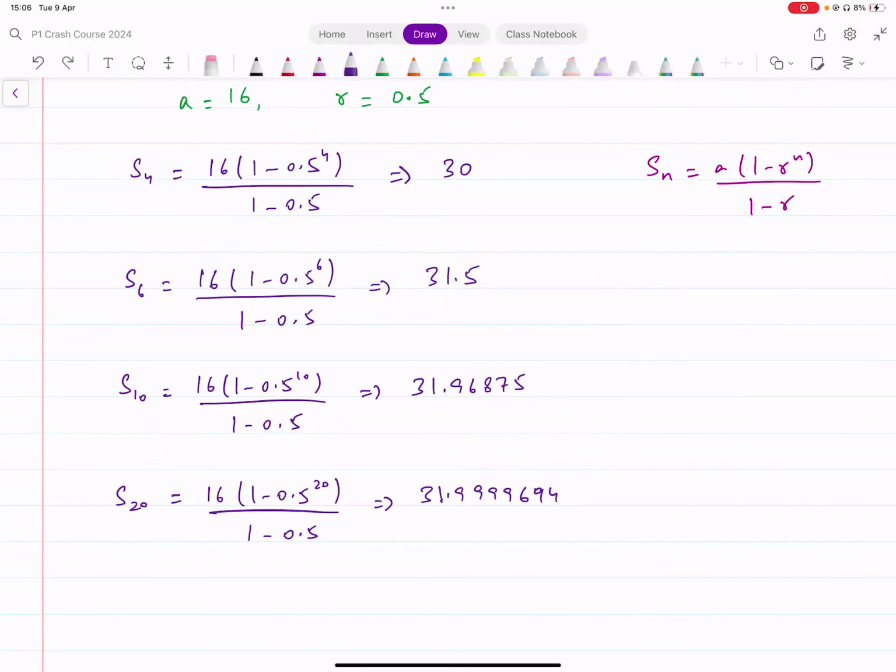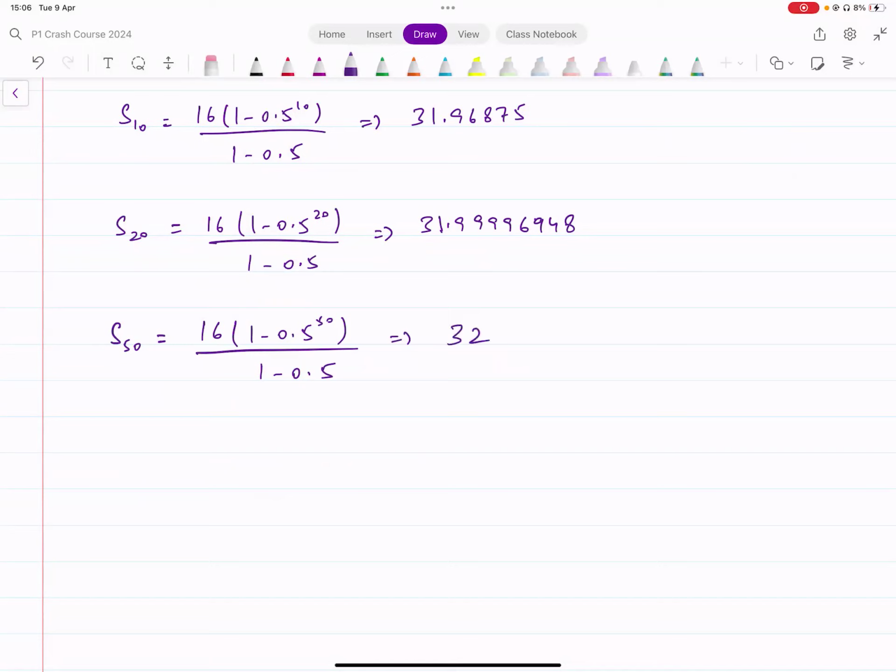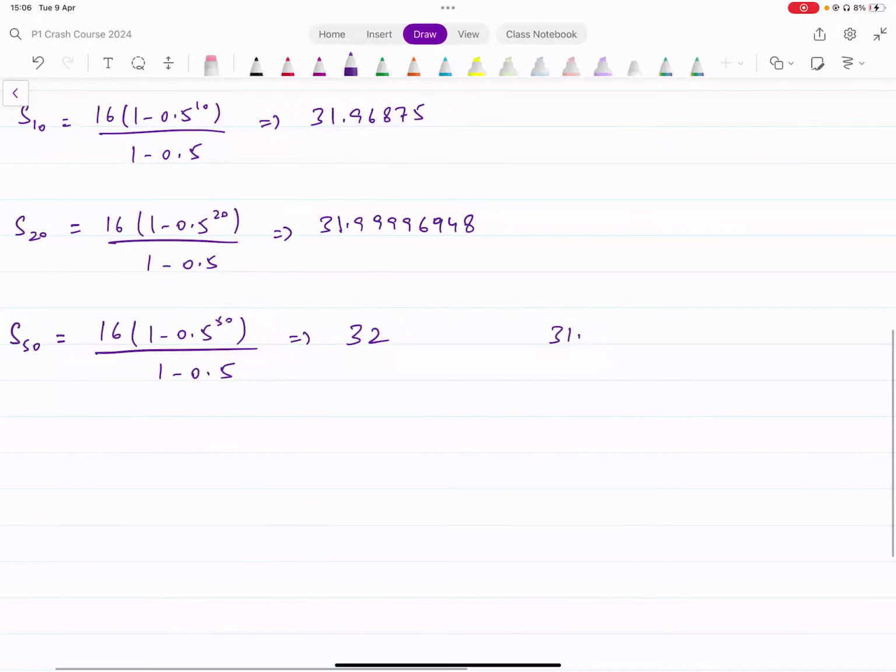It's not changing much. Let's try, for instance, the sum of the first 30 terms now. Let's see what the calculator gives now, or in fact 50. 16 into 1 minus 0.5 raised to the power 50 divided by 1 minus 0.5. When you do this, your calculator gives you 32. Now, it's not going to be exactly 32. It's going to be something like this: 31.999999999, and then maybe a few more nines.